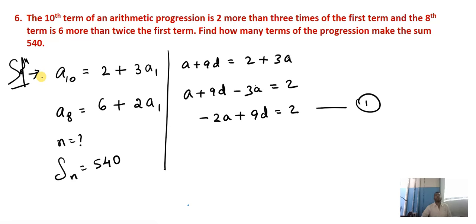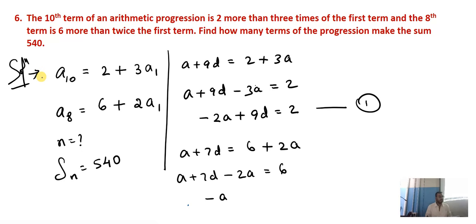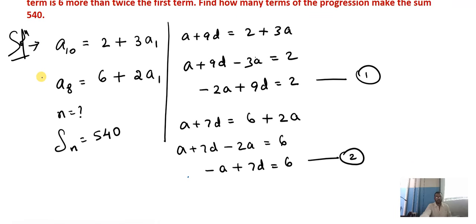Understood? Now, second case, A8. A8 can be written as A plus 7D is equal to 6 plus 2 into A1, which is A. Then A plus 7D, plus 2A comes this side, minus 2A is equal to 6. A minus 2A is minus 1A plus 7D is equal to 6. Equation 2. Now, observe here.